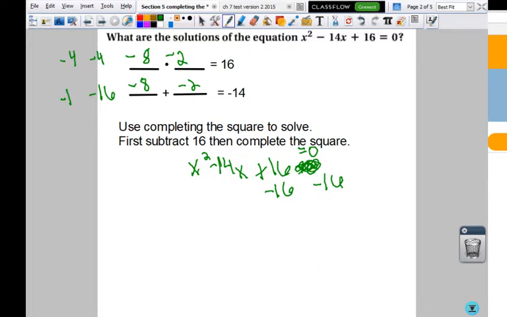I'm going to minus 16 on both sides, like I just did. So let's rewrite it. x squared minus 14x equals negative 16. And now that I've done this, I'm going to complete the square.